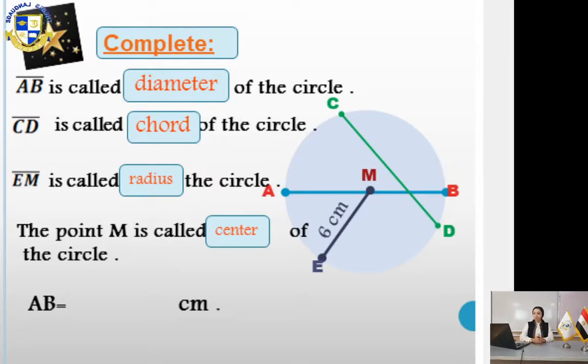Of course, ME, 6 centimeters, is a radius. So we said before the relation between diameter and radius: the diameter is twice the radius. So the radius here is 6 centimeters, so the diameter will be 6 multiplied by 2 equals 12 centimeters.